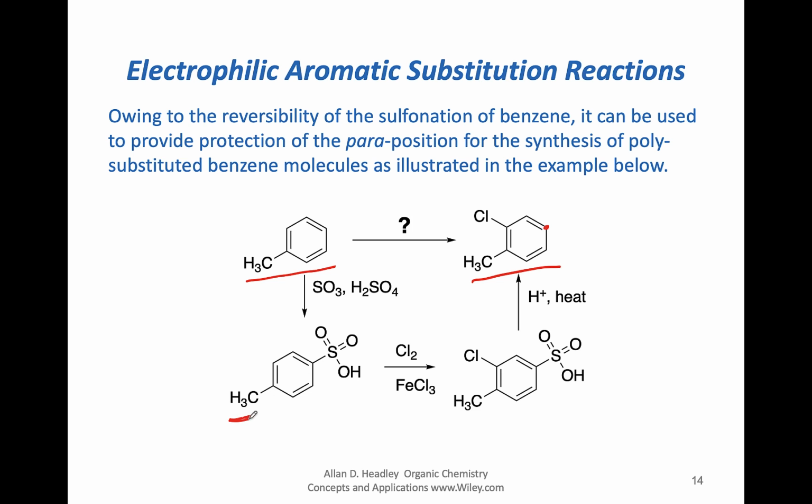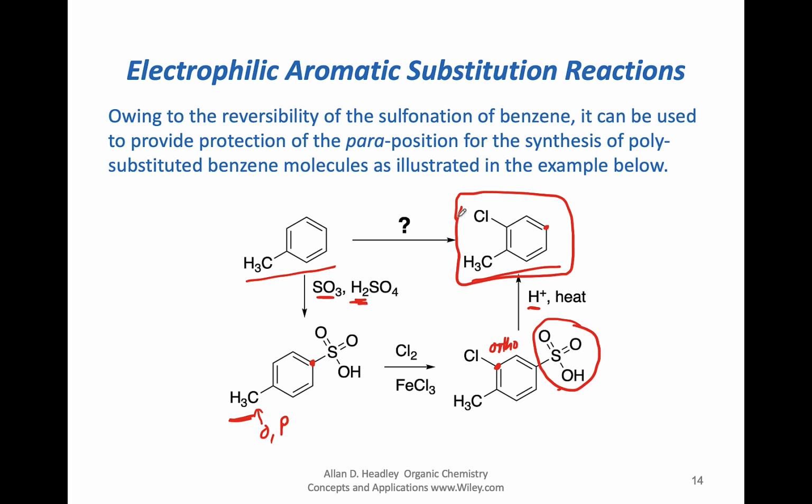Notice, because this is an OP director, or a para director, it's going to direct this incoming substituent here. If we carry out a reaction with chlorine, or the chlorination of this aromatic compound, since this is now an OP director and this position is blocked, it will put it in the ortho position. And of course, since this is a reversible reaction, we can take this off by using an excess of acid here to get this as our major product.